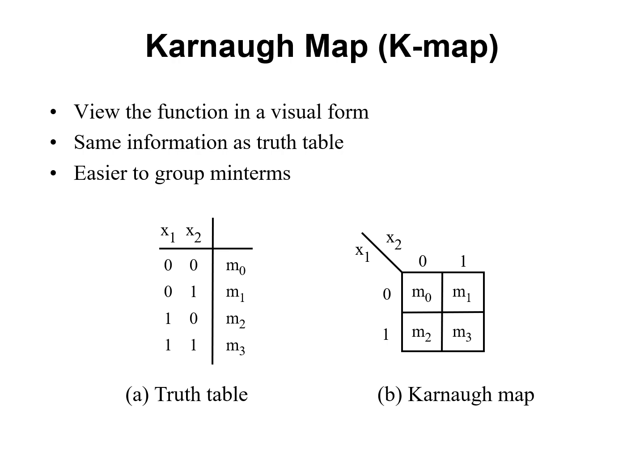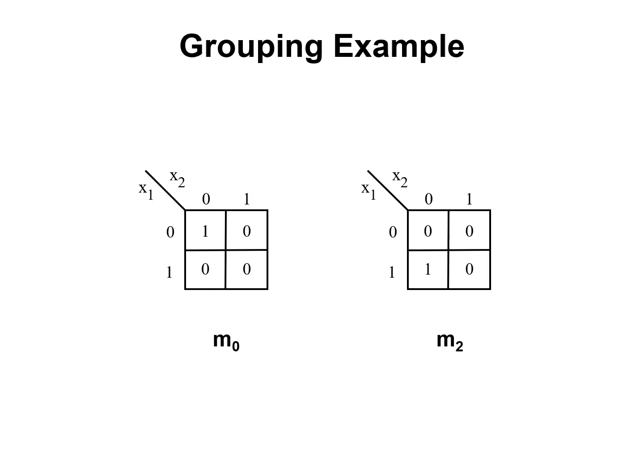So, another example for K-map. For 0, 0, already we have discussed, the min term value is M0. For 0, 1, M1. For 1, 0, M2. For 1, 1, M3. Next, we are putting the value 1 for the min term M0. Next, we are putting the value 1 for the min term M2.